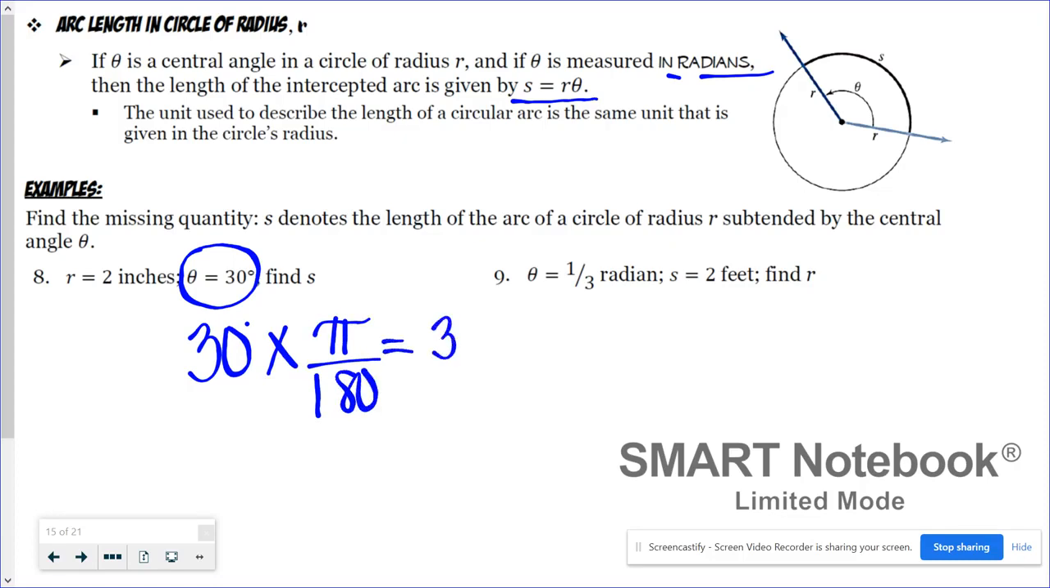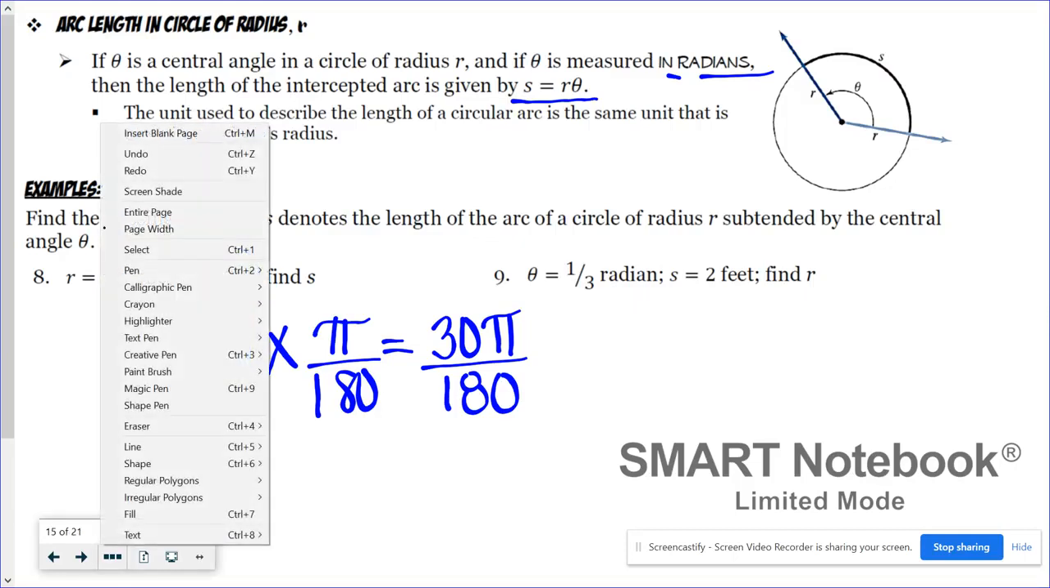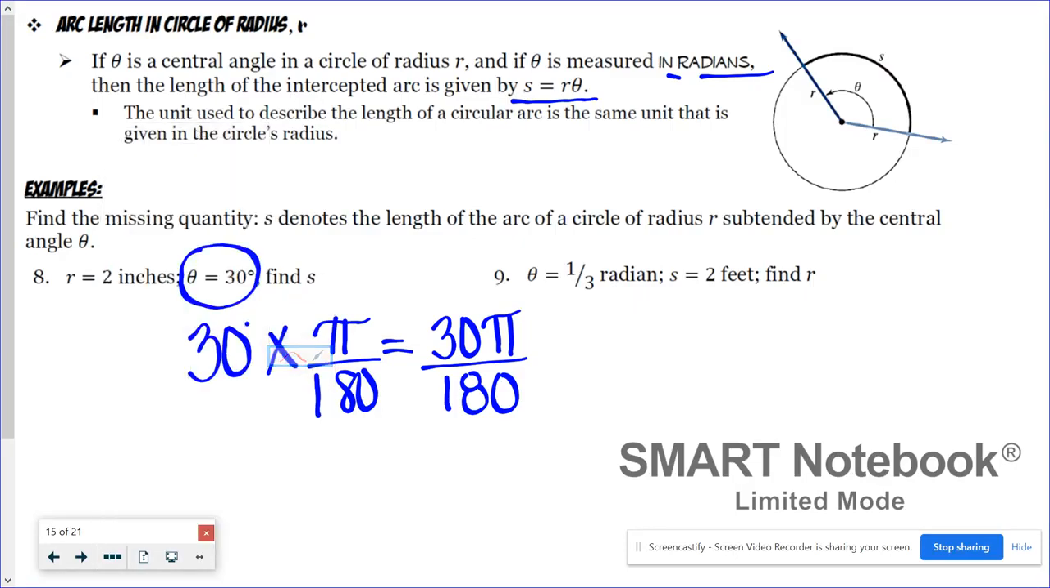So before simplifying, I get 30 pi over 180, and then I can go and actually do the simplifying. I guess I really don't have to. I could just leave it like this because heck, I'm finding arc length, right? So why not just leave it like that? But 30 degrees in terms of radians is equal to 30 pi over 180. And so once theta is written in terms of radians, we can use our arc length formula.